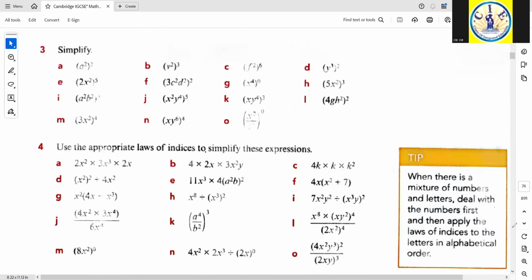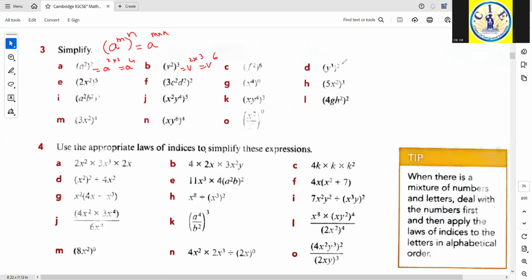It's now question number 3. Power of a power. We studied this rule, a raised to power m whole raised to power n. Whenever there are two powers of the same number, the powers get multiplied like this. So in this case, a raised to power 2 times 2, we will have a raised to power 4. Here we will get v raised to power 2 times 3, that is v raised to power 6.